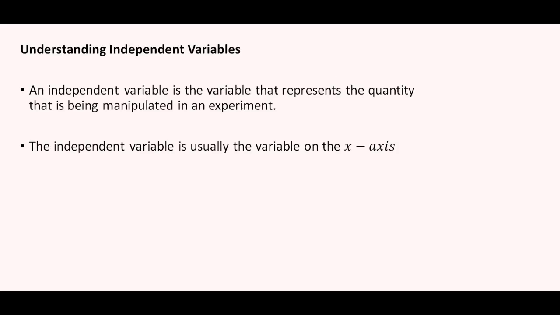And so your independent variable is that variable that represents the quantity that is being manipulated in the experiment. So this is usually your x-axis. So let's give some examples. If I have a graph, let's look at that. And we're looking at time traveled, and then we're looking at the distance.